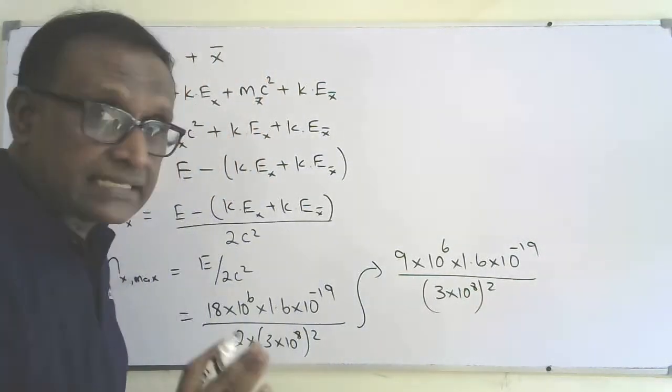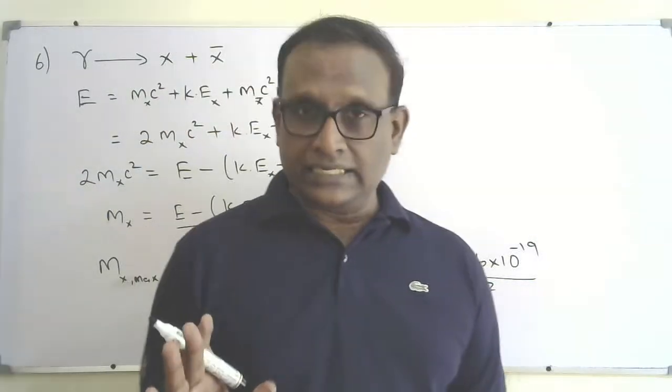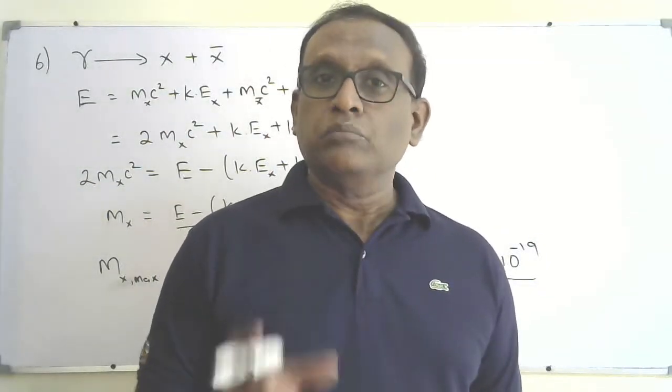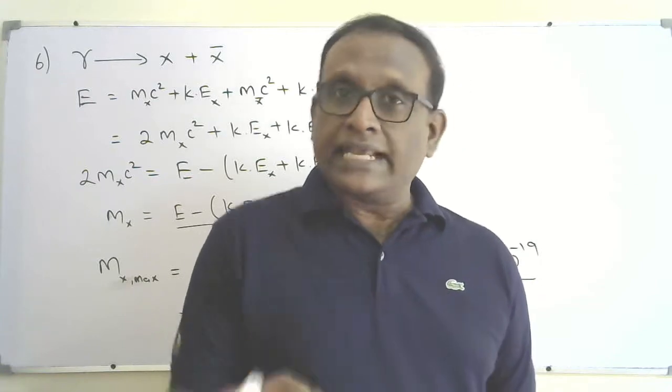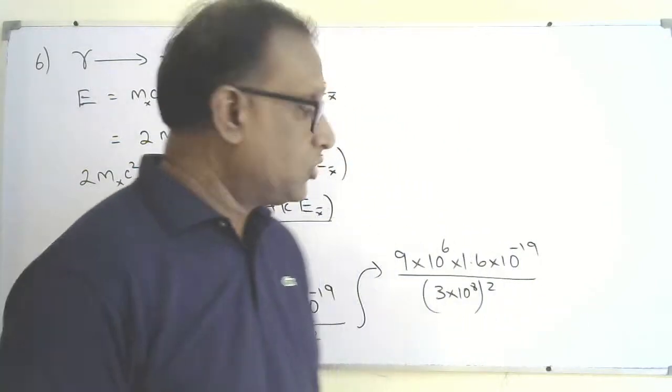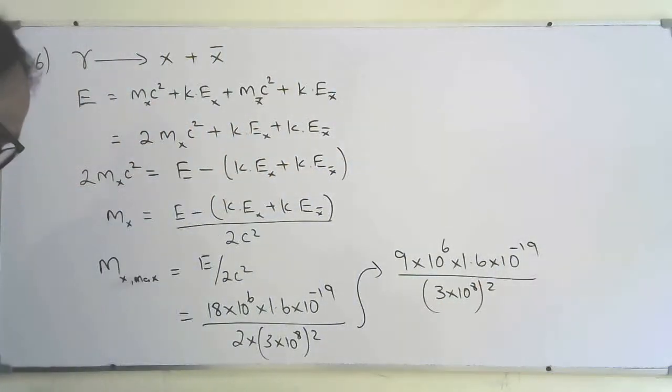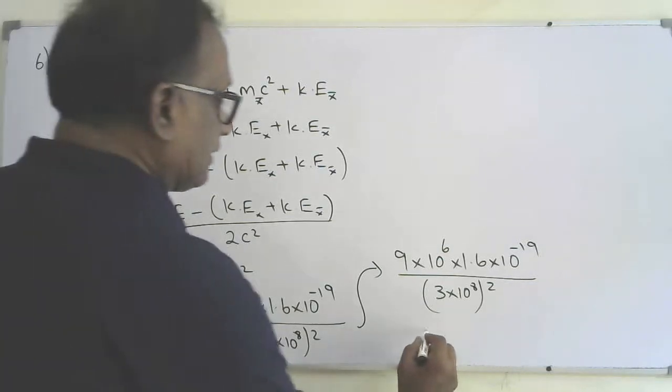This is the maximum mass of particle X, that happens only when the kinetic energy of both X and X bar becomes equal to 0. So that's the maximum mass. The correct answer is D.